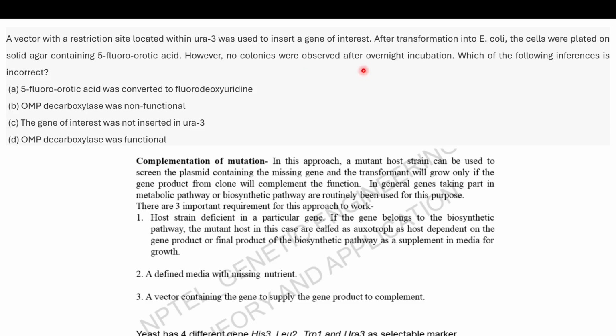However, no colonies were observed after overnight incubation. So if no colonies are observed, that means the gene hasn't really been inserted into the URA3 wild type gene sequence.